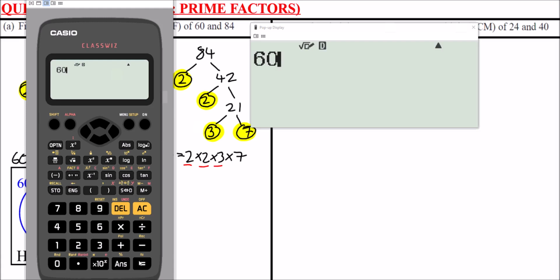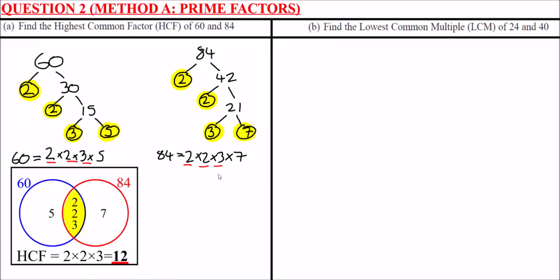We press equals, then we can press shift, and then we look for the button which has "fact" above it. So it's this one here, shift fact, and we get 2 squared times 3 times 5, which means 2 times 2 times 3 times 5. So that's the way if you can remember it. If not, I've shown you how to do it manually here for part A.